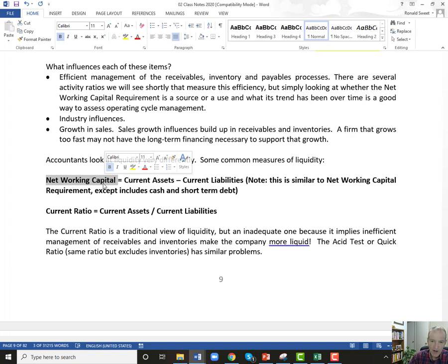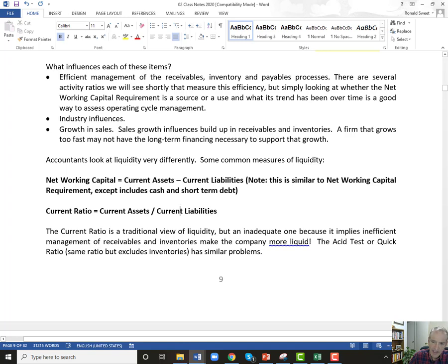And then they have something called the current ratio. I hate the current ratio. I do not use the current ratio. It just doesn't work for me, but accountants use it a lot. And in fact, most of my students, the current ratio is the first ratio they give me on any type of analysis. And I'm like, we don't use that in finance. But what is the current ratio? It's current assets over current liabilities.